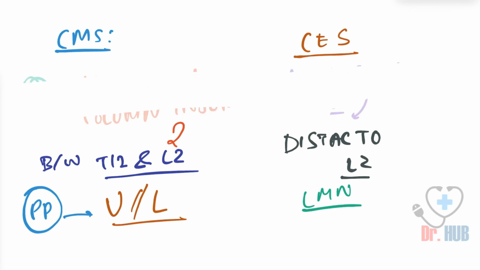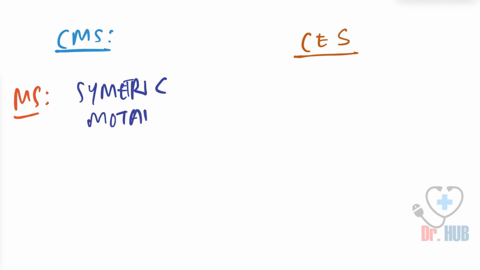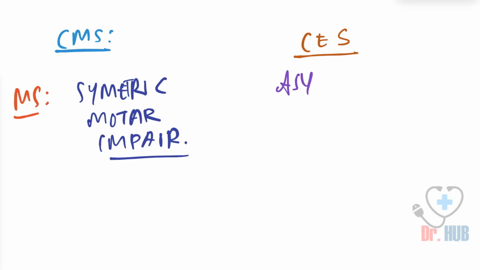Next, we are moving ahead with the motor strength. How is the motor strength? In CMS, it is a symmetrical motor impairment. And in case of CES, it is asymmetric motor impairment.